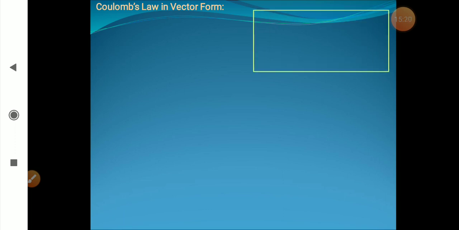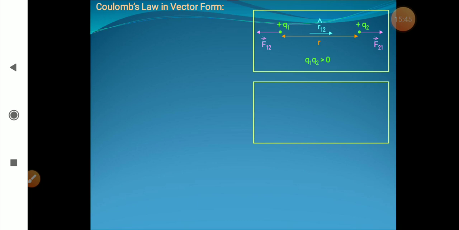Coulomb's law in vector form. So we need to represent the forces as vectors. If we have two like charges, two positive charges placed distance r apart, then the forces act along the line joining the two charges and they will be repulsive forces because like charges repel.